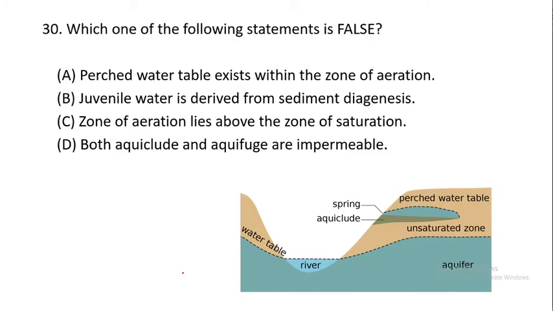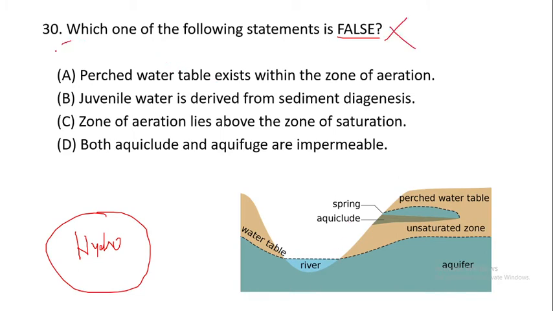It is the final question of section A, that is question number 30. Here you can see, which one of the following statements is false. We need to identify which is false. This question is from hydrogeology. Of course, we need to identify which is the wrong statement. This is related to water table or groundwater. So I just added the image for the groundwater. Here you can see the water table, unsaturated zone, perched water table and aquifer zone. So we need to identify which statement is wrong.